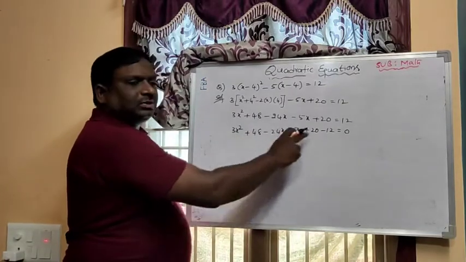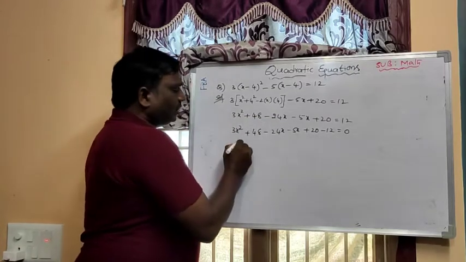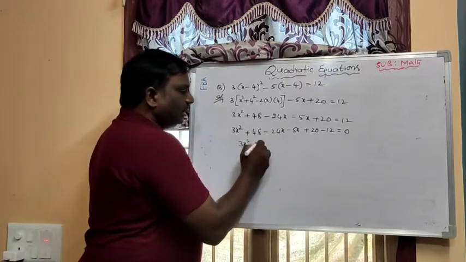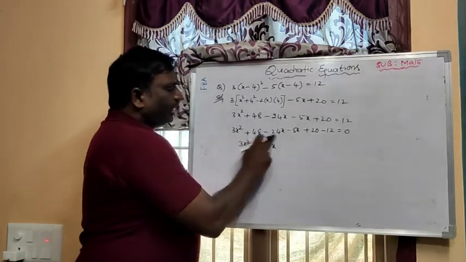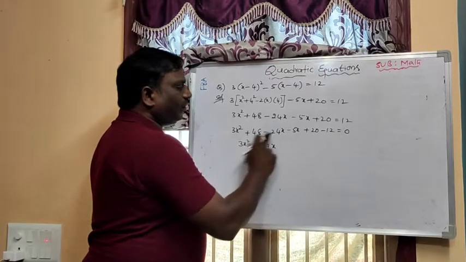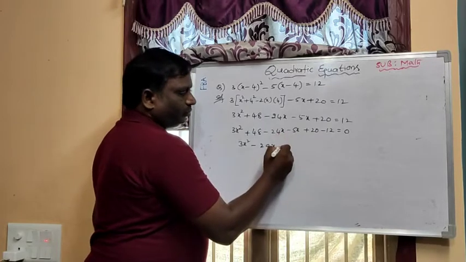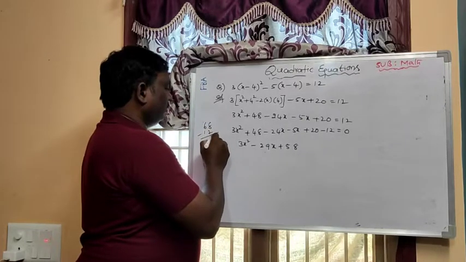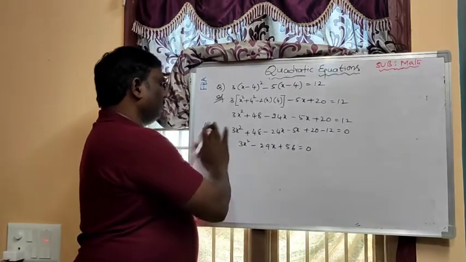Identify the like terms. Any other x² term? There is no other x² term, only one x² term, that is 3x². The x terms: −24x and −5x, that is −29x. 48 plus 20, that is 68. 68 minus 12 is 56. So 3x² − 29x + 56 = 0.